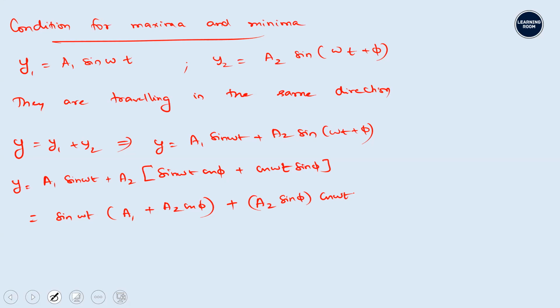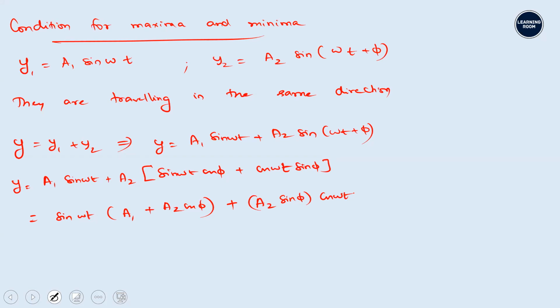So here if you observe it, this particular expression is a combination of functions of time and constants. So sin omega t is a function of time, whereas a1 plus a2 cos phi is a constant. Similarly, a2 sin phi, a2 is a constant, sin phi is also a constant. So a2 sin phi is a constant, but cos omega t is a variable. It's a time varying function.